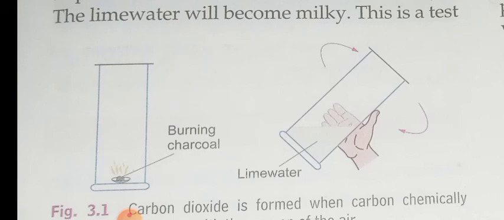So by burning the charcoal, what is formed? Carbon dioxide is formed. The charcoal is actually carbon, isn't it? It reacts with the atmospheric oxygen and forms carbon dioxide. So two elements combine to form the compound carbon dioxide. Do you understand?